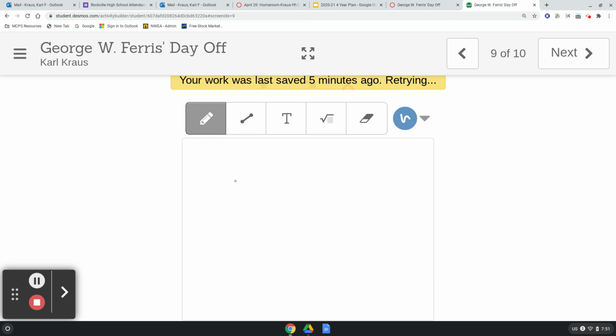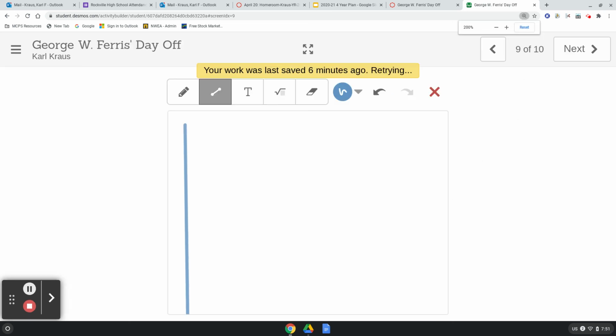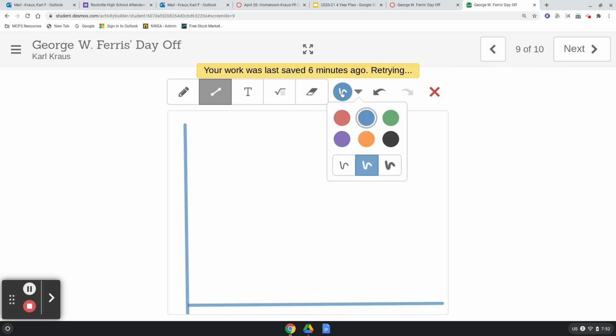For some reason, I don't have a graphic here. I meant to have a thing here so you could get started, but let me make this a little bit smaller so I can see. So just a rough sketch here.